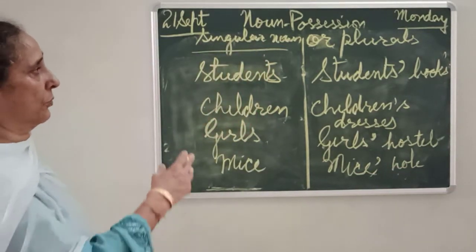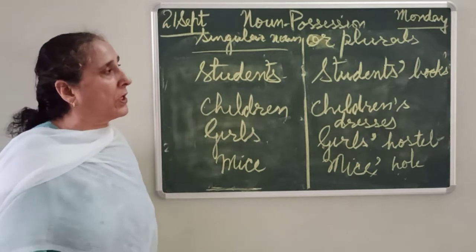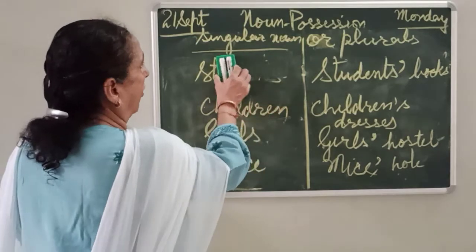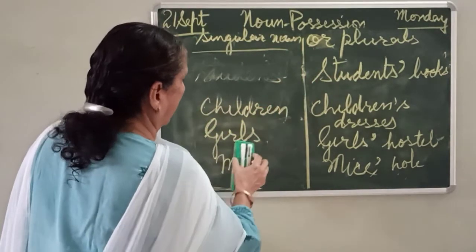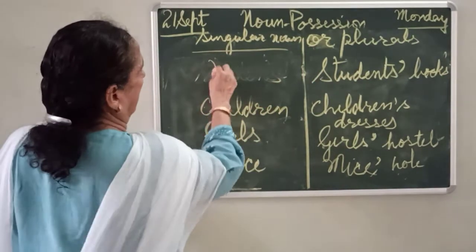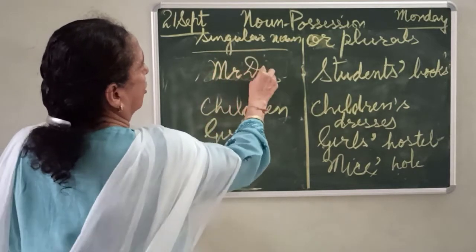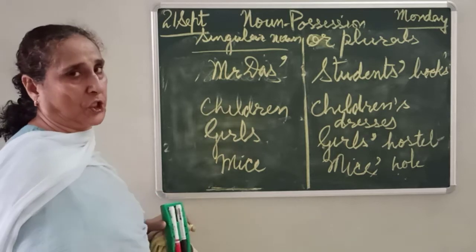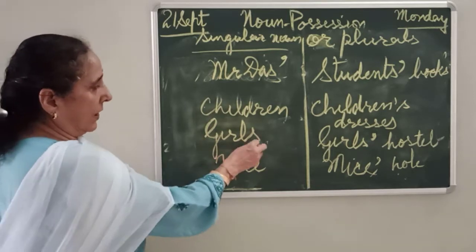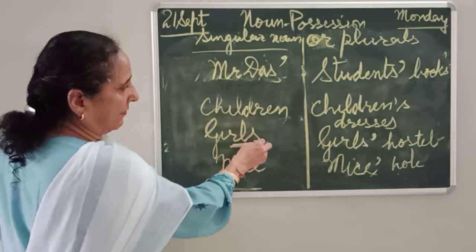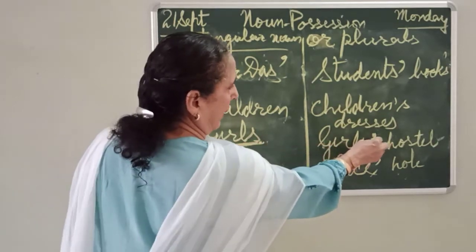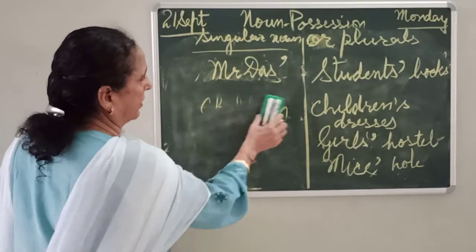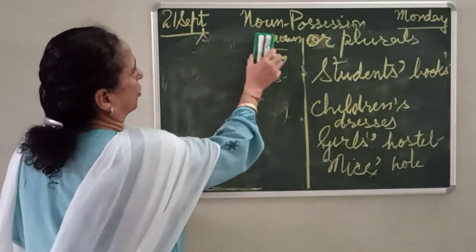So keep in your mind again: whenever a singular noun is given, you are supposed to write apostrophe s. When there is a singular noun ending with s, like Mr. Das, you are supposed to write only the apostrophe to show the possession. And when the plural already has s, you are supposed to write only the apostrophe. This is all about the rules of possession.